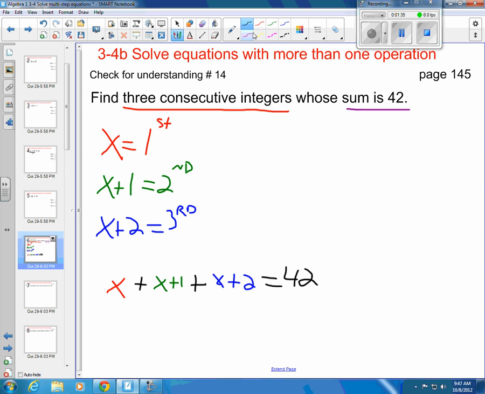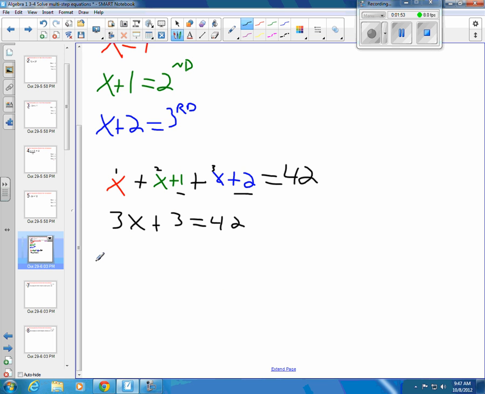Now this problem becomes quite easy. So we just have to add up our x's, combine our like terms. So I've got 1x, 2x's, 3x's. So 3x plus, I've got 1 and 2 more, so plus 3 is equal to 42. From there, we're solving a simple 2-step equation.